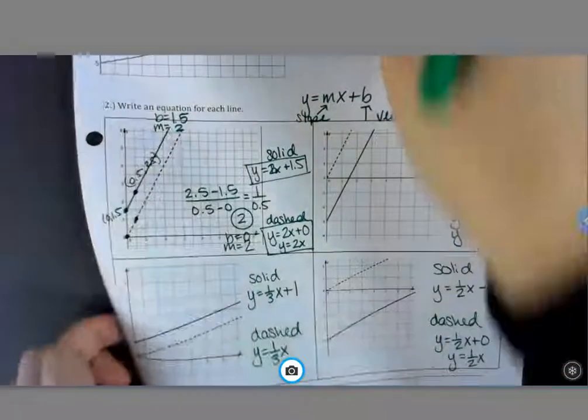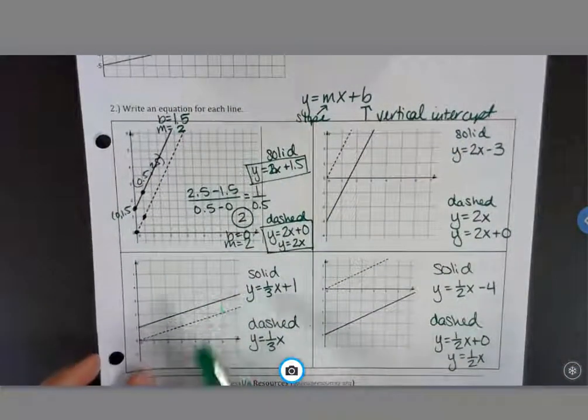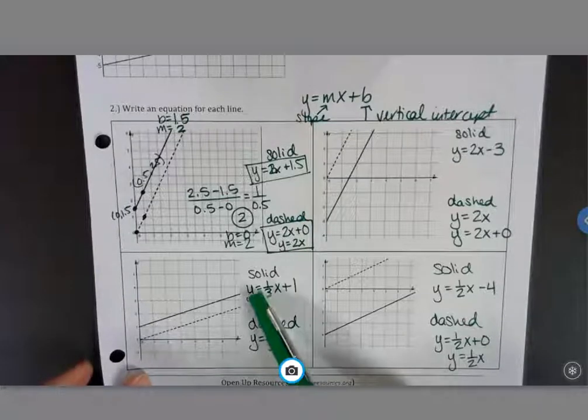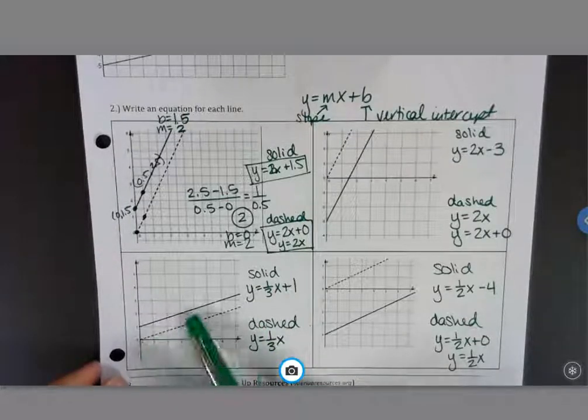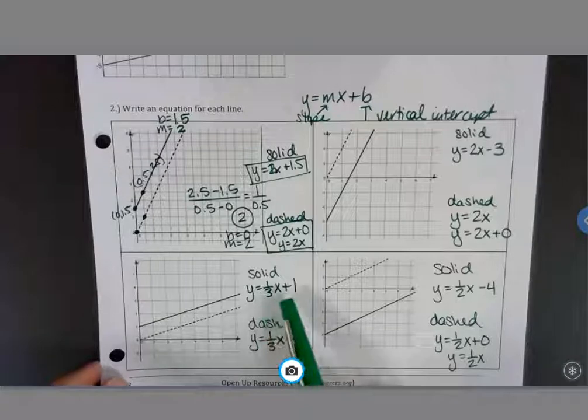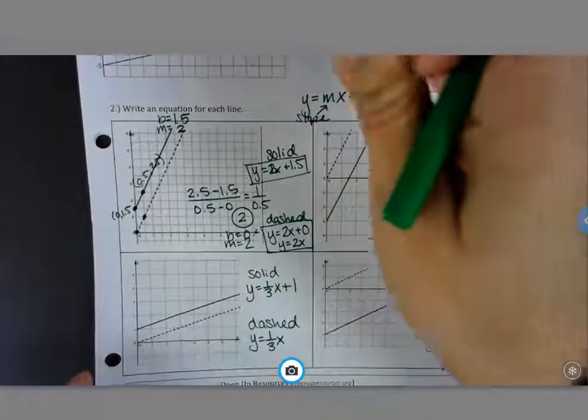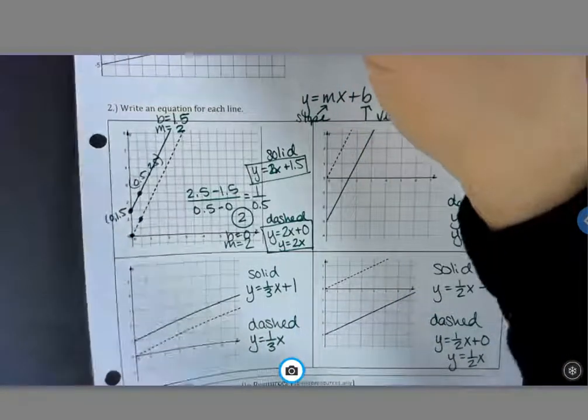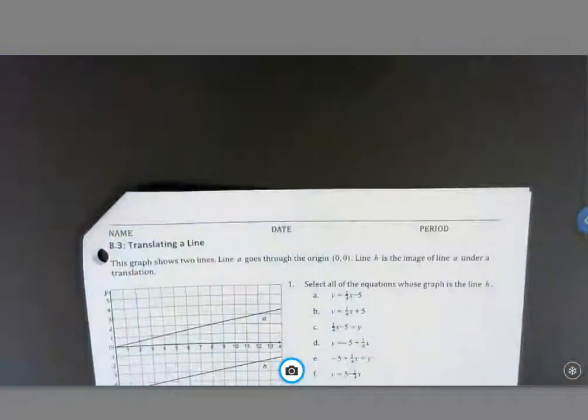Okay, you should start to see a theme on these translated lines. If they're running parallel and they're translated, they're always going to have the same slope. They're just going to have different vertical intercepts. All right, when you're done with that, flip over to the back part.